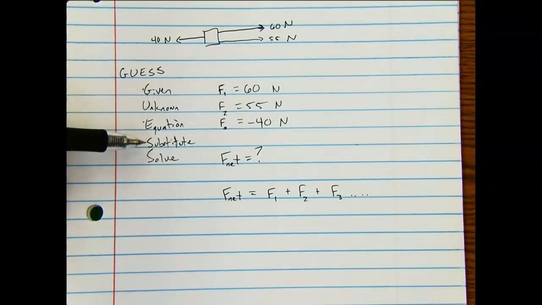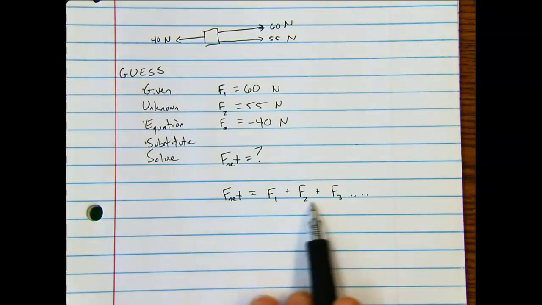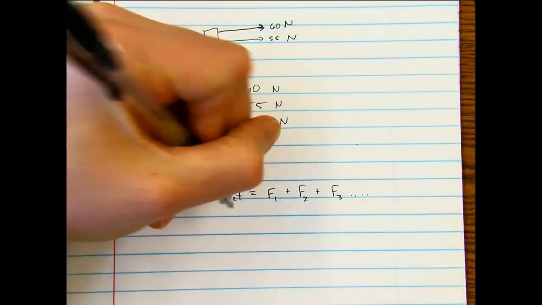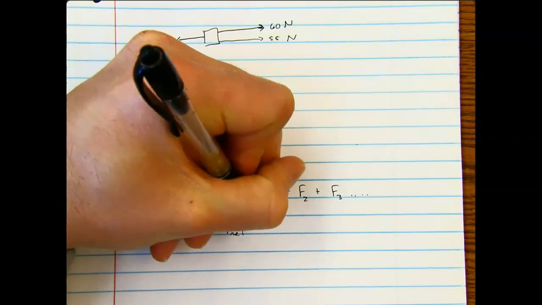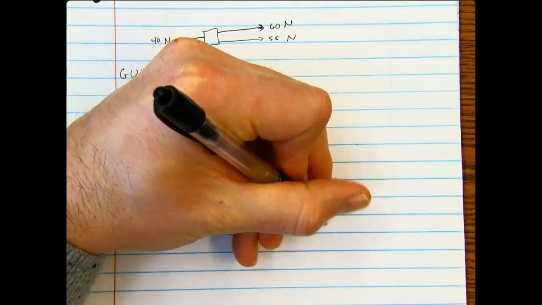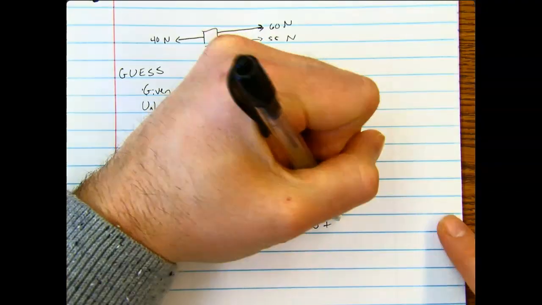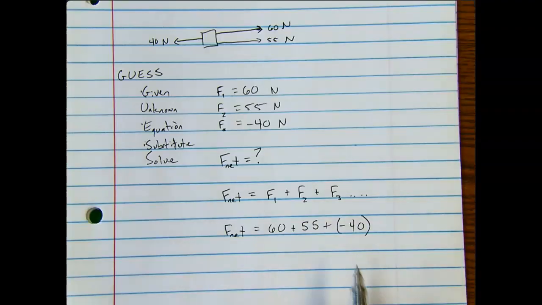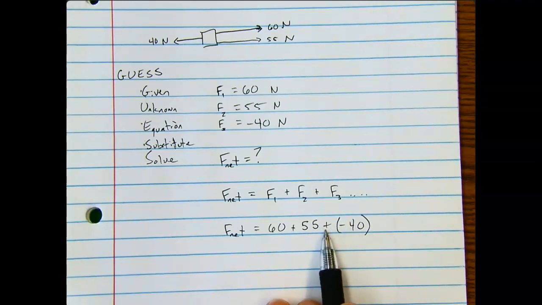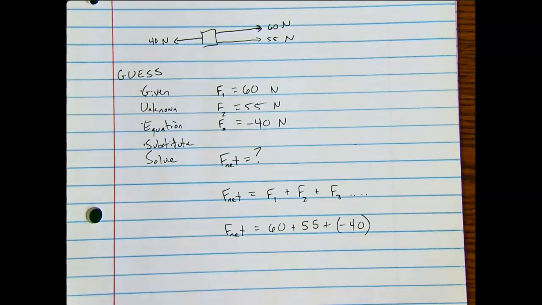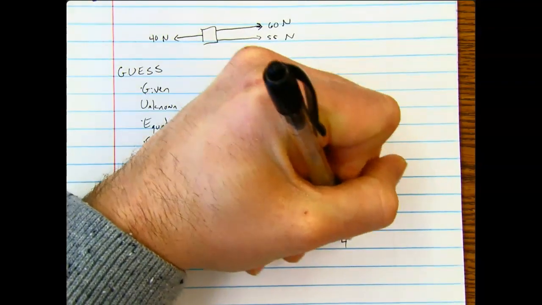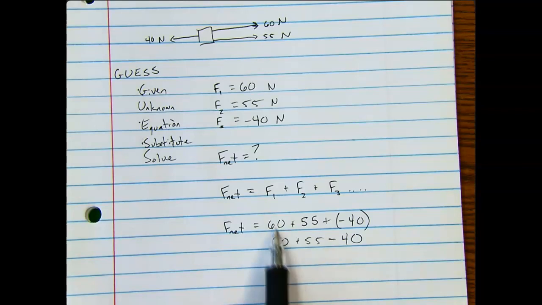Now we're going to substitute our numbers in for some of these symbols, or variables. So net force is going to be equal to 60 plus 55 plus, a little bit tricky here, negative 40. Again, that negative 40 is because John is pushing to the left. And one thing you'll see is when you're adding a negative, that's the same as subtraction. You could have easily written this as 60 plus 55 minus 40. These are the same.